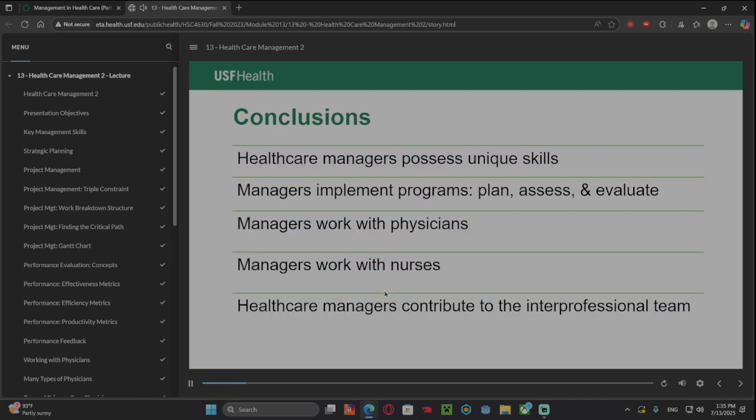In conclusion, healthcare managers possess unique skills. Managers implement programs. We plan, we assess, we evaluate. Healthcare managers work with physicians and work with nurses. And managers contribute to the interprofessional team.